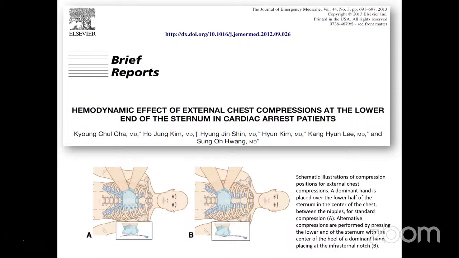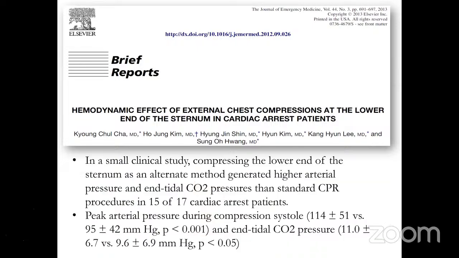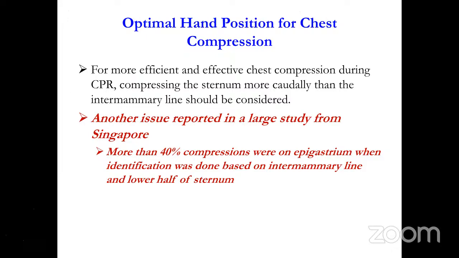Similarly, if we see the clinical translational value, this was another study in which they looked at the hemodynamic effect. Earlier, we were talking about the CT images, which were more anatomical. But if we talk about the hemodynamic effects, here again they found that the internipple line was giving less hemodynamic change compared to the other sites. So in this study, compressing the lower end of the sternum appears to be an alternate method which generated higher arterial pressures and higher end-tidal carbon dioxide pressures, which we want, than standard CPR where the internipple line was used. So not only the anatomical portions, but also the physiological or hemodynamic studies were hinting that the site has to be appropriately chosen.